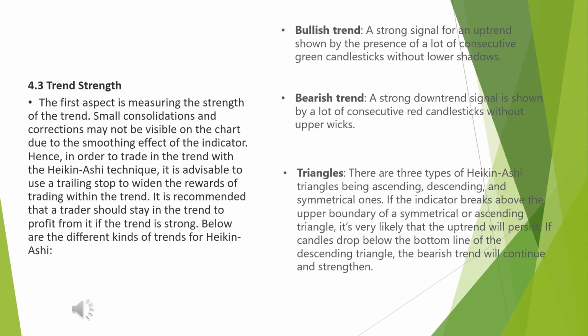3. Triangles. There are three types of Heikin Ashi triangles, being ascending, descending, and symmetrical ones. If the indicator breaks above the upper boundary of a symmetrical or ascending triangle, it's very likely that the uptrend will persist. If candles drop below the bottom line of the descending triangle, the bearish trend will continue and strengthen.